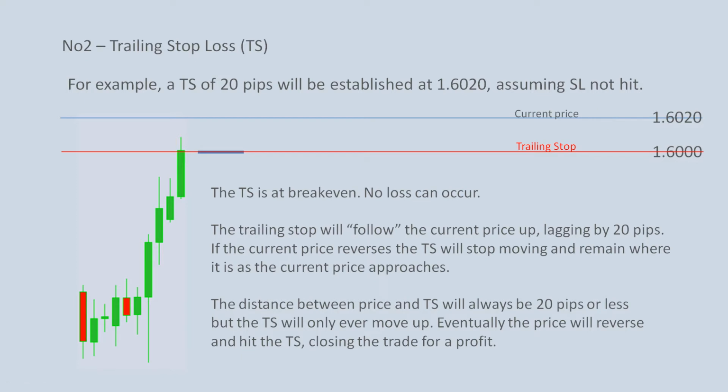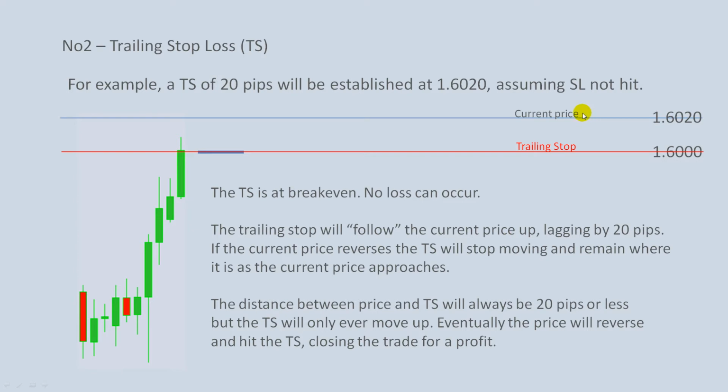which again is user defined, then when the price moves up by the amount of the trailing stop, what happens is a trailing stop is established 20 pips behind the current price, which in this case is at the entry price. So now with the trailing stop at break even, no loss can occur, and this is how no loss can occur. The trailing stop is going to follow the current price up, lagging it by 20 pips.